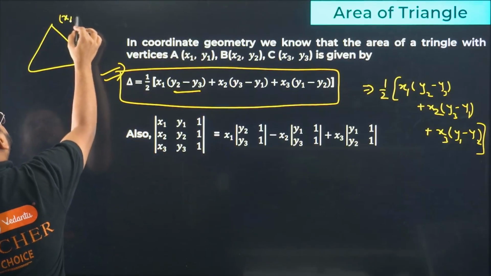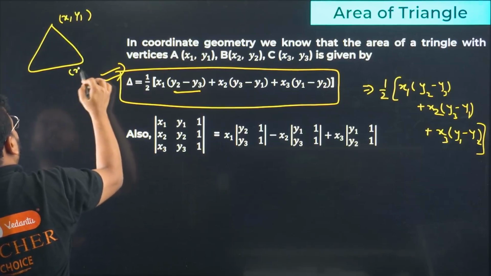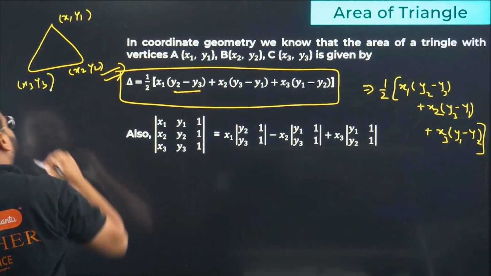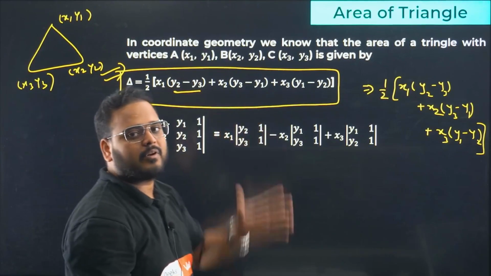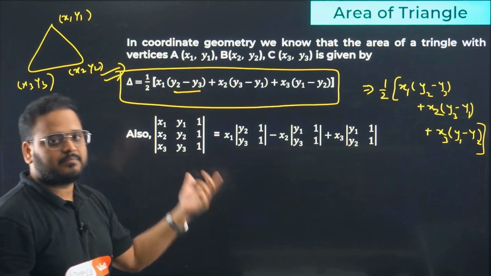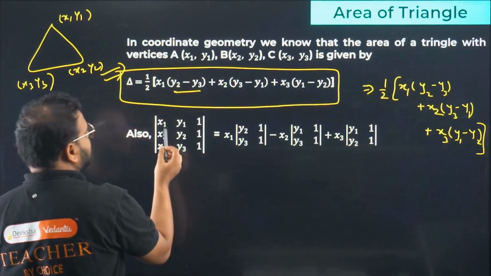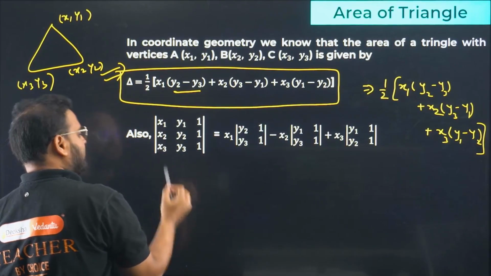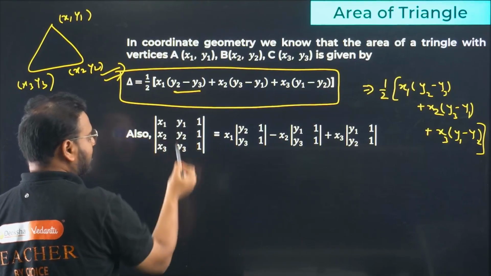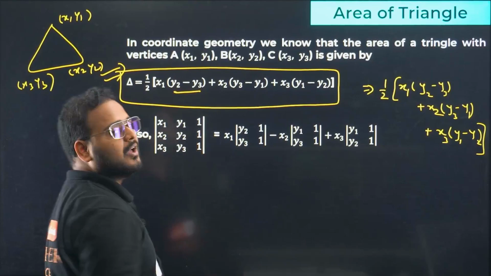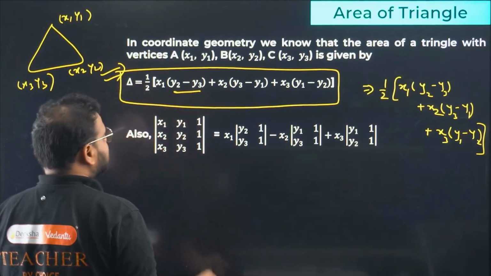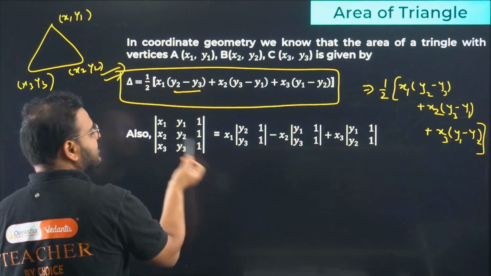The vertices are x1, y1, x2, y2, and the last is x3, y3. If the vertices are given like this, that's the formula for your area. But I'll tell you what, using this method also you can get the same result and even faster. What you do is simply write x1, y1, x2, y2, x3, y3 in the matrix, the first two columns, and the last column you replace by 1, 1, 1, because it's a 2D figure, right? And simply find the determinant of this.